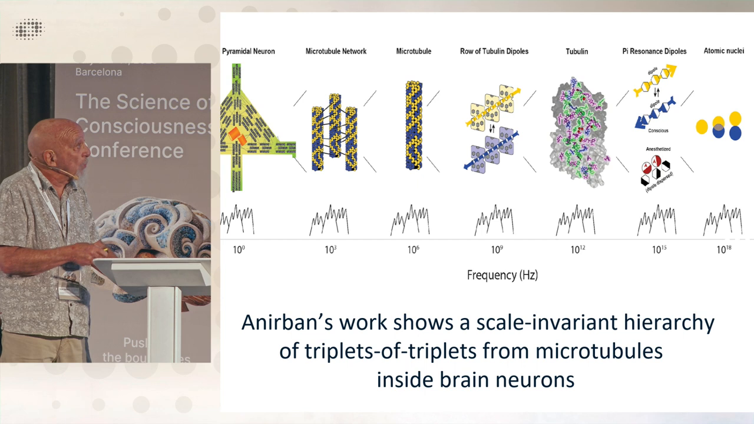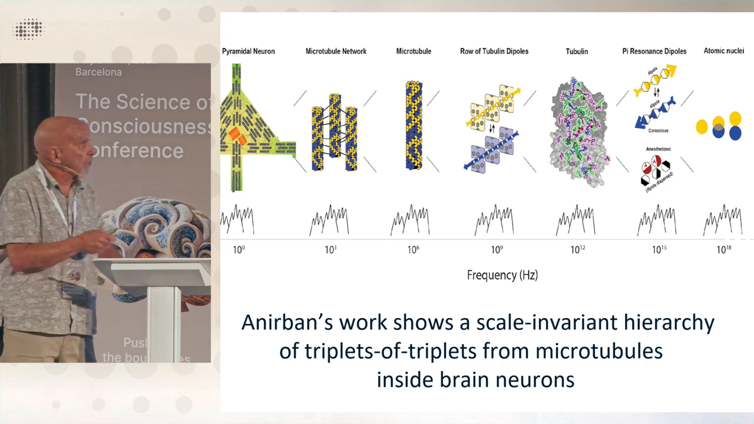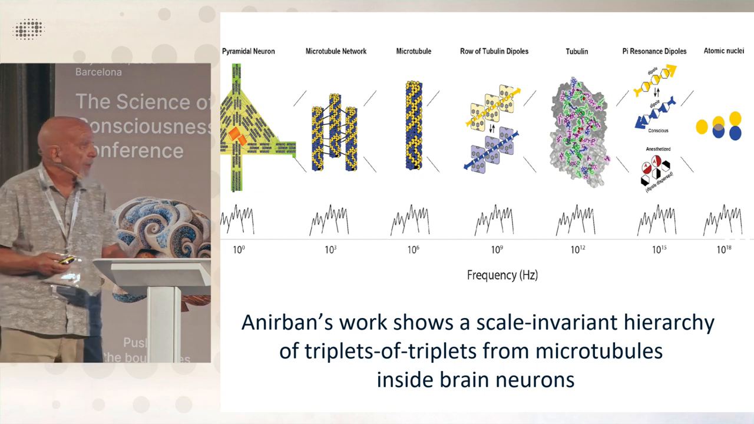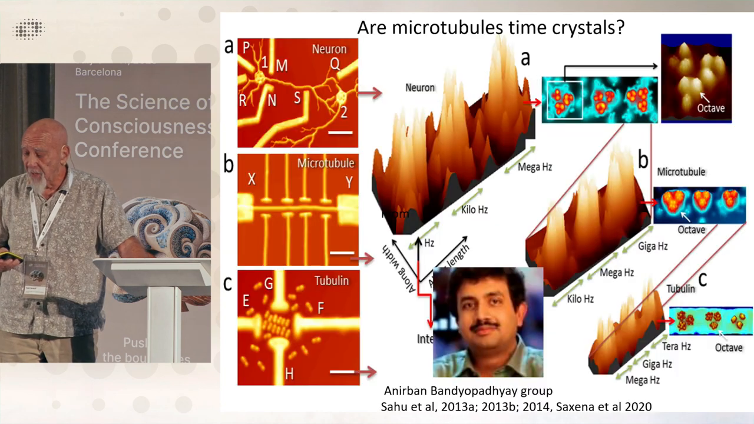And this is where anesthesia works on these quantum dipole oscillations inside the tubulin, which leads to oscillations and also consciousness when the collapse occurs. So a scale-invariant hierarchy of triplets from microtubules inside brain neurons, and this has been reproduced in many, many papers published by Anirban and others now.